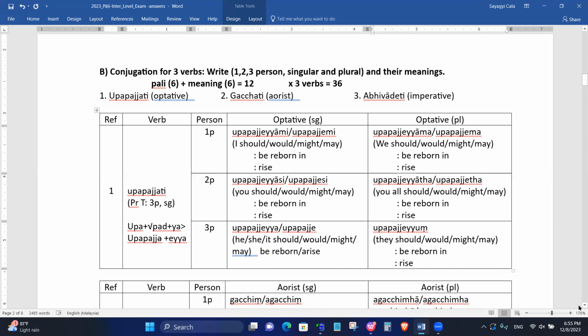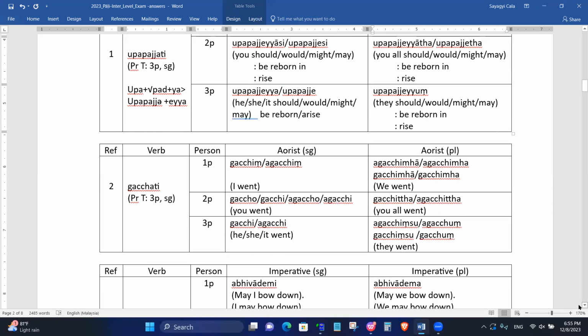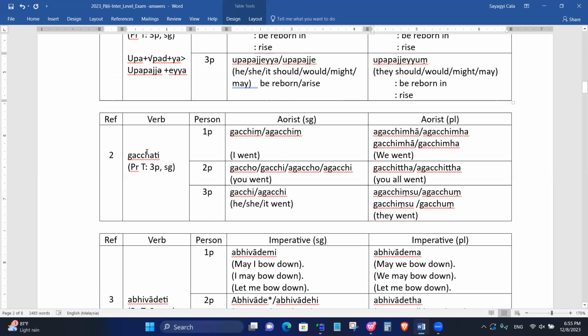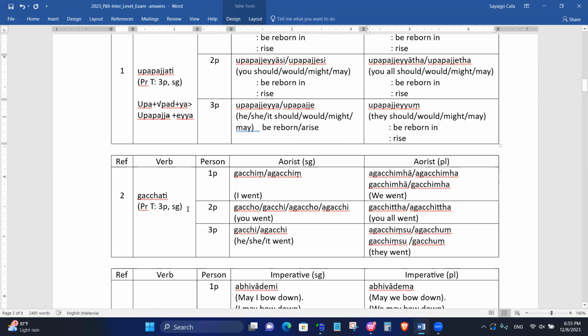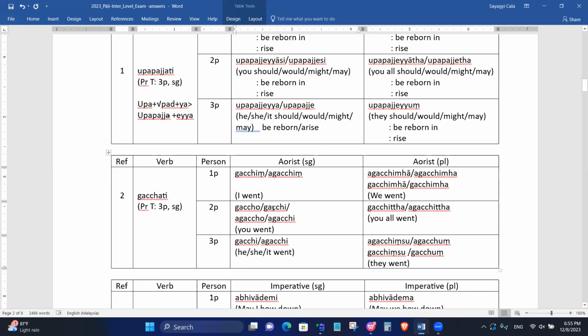Okay. So this one, I think most people get it right. It's not so difficult. Because you all are very familiar with gachati, most people get it right. This question is actually to give the students marks, because most of you will be able to answer this one. So gachi or optional agachi: gachi, agachi, agachimsu, agachum. If you write it like this, it is very confusing, so put it like this. So gacho or agacho, gachi, agachi. Agachita, gachita, agachita, gachim with the M dot. Agachim. Agachimha, gachimha, agachimha, agachimha. So most people get it right.